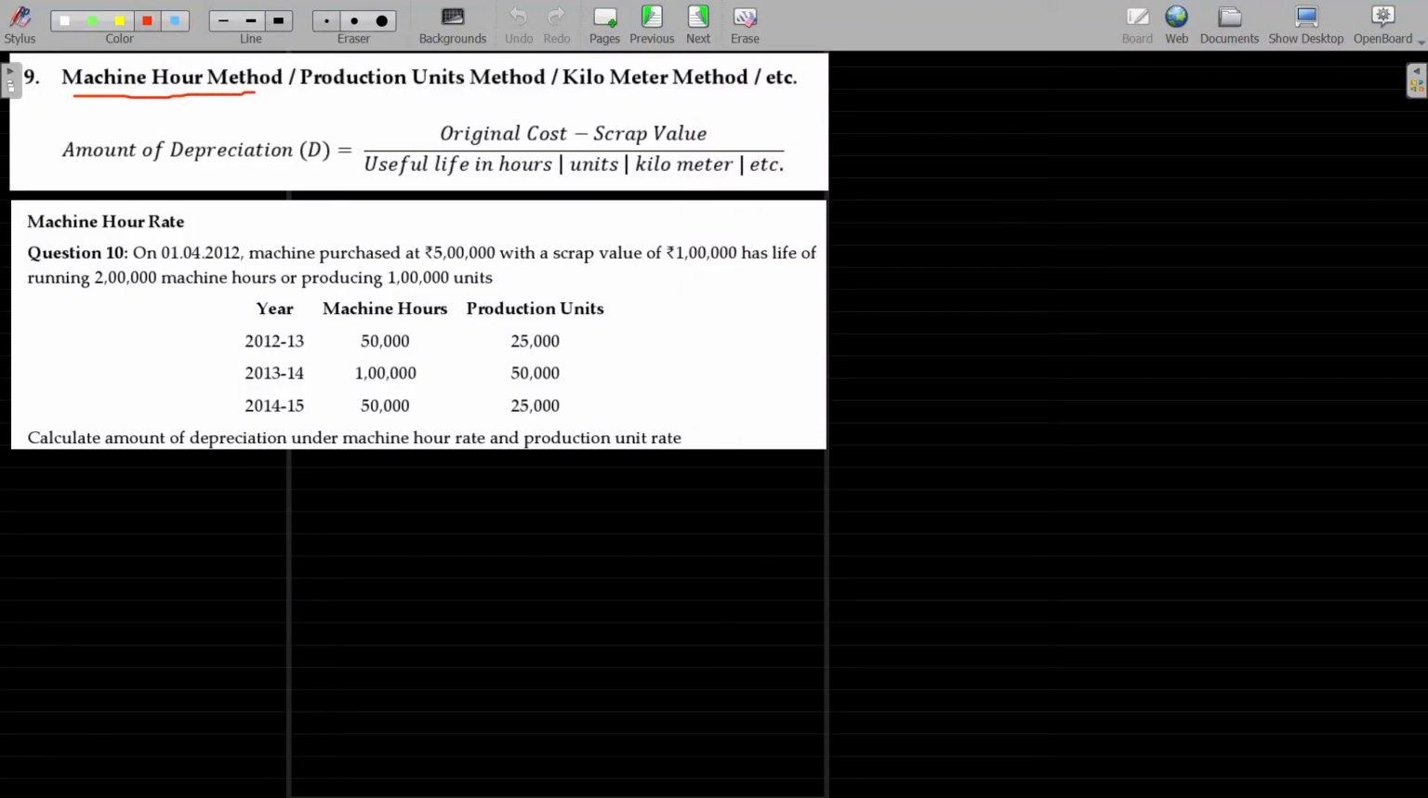Machine hour method, production unit method, kilometer method, etc. What is that "etc." all about? Any depreciation measurable based on any kind of units, kiloliter, barrels. If 10 lakh rupees is the cost we spend for producing 1 lakh barrels, then 10 lakhs divided by 1 lakh. So anything measurable in some type of quantity: machine hour, production units, kilometer, ton, barrel, etc.